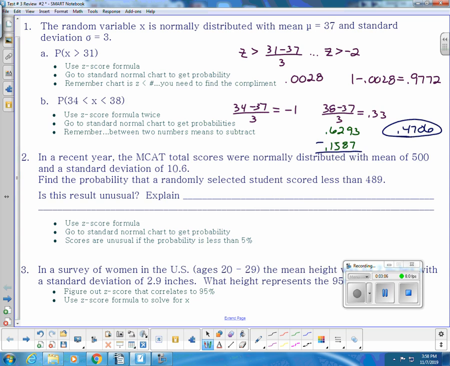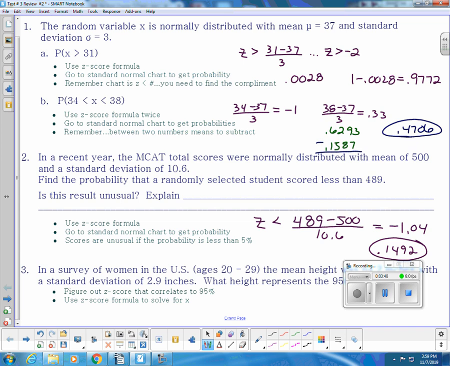In recent years, the MCAT total scores were normally distributed with a mean of 500 and a standard deviation of 10.6. Find the probability that a randomly selected student scored less than 489. So this is just a word problem of what we just did. They're asking for the z-score that is less than 489 minus the mean divided by the standard deviation. After you put it in your calculator, that z-score is -1.04.